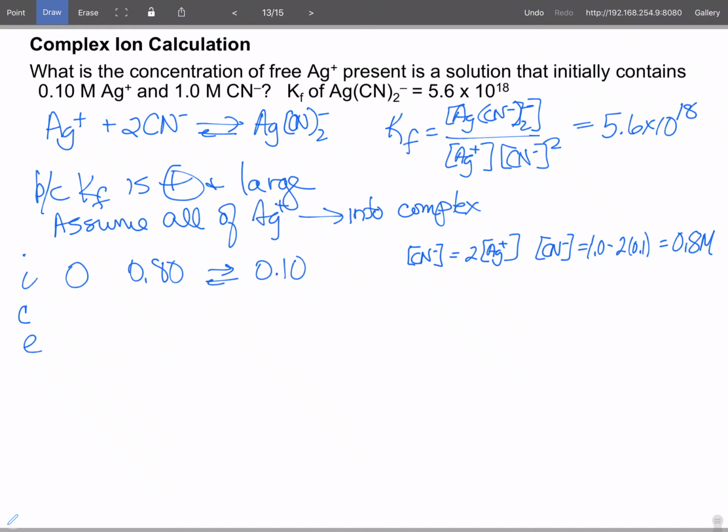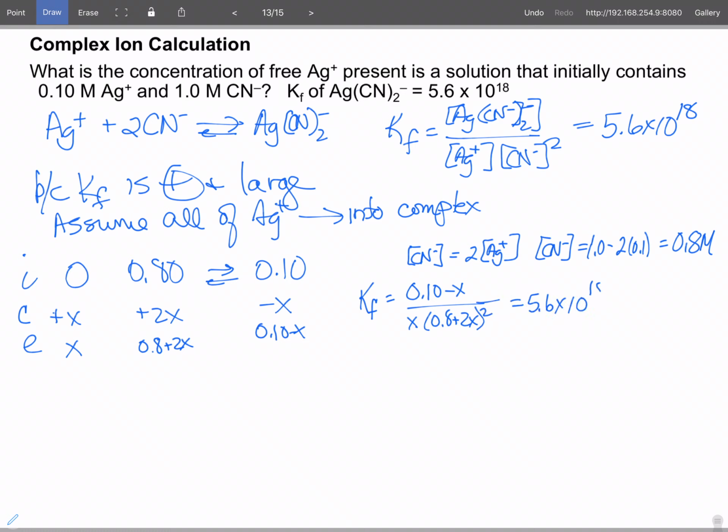So we have our value here for our cyanide. Now, we're going to solve for the silver, so we're going to have to gain over here, so we're going to gain 2x, and we're going to lose x. So at equilibrium is 0.1 minus x, 0.8 plus 2x, and x. Okay, so my KF is equal to what we have up here, so it's 0.1 minus x divided by x times 0.8 plus 2x squared, all equal to 5.6 times 10 to the 18th. Now, bottom line is this is huge and positive, so dissociation will be minimal.